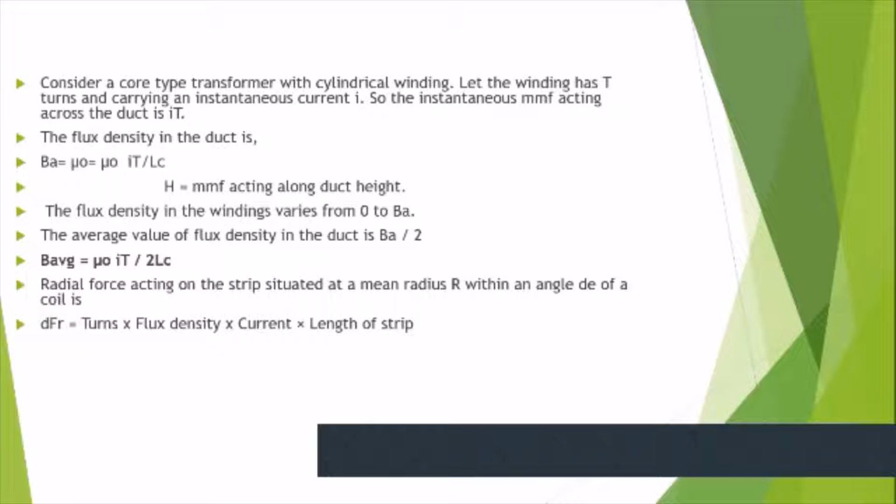BA is nothing but the maximum flux density. The average value of flux density in the duct is BA by 2. B average is equal to mu IT by 2LC.